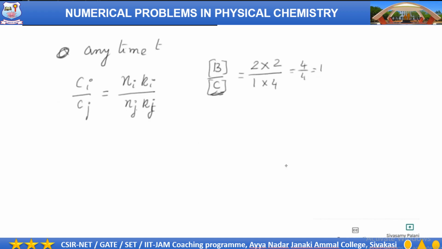Now, what would be the concentration of B by the concentration of D? Can anybody tell the ratio of this B by D? Yes, it can be easily told.